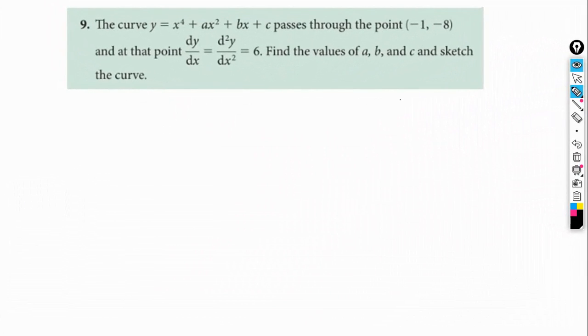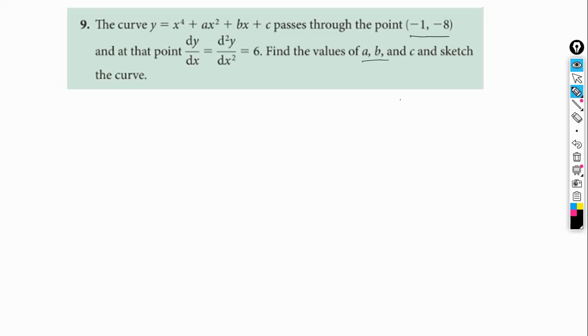Okay, so next is question number 9. And it says the curve y equals x to the 4 plus ax squared plus bx plus c passes through the point -1, -8. And at that point, the first derivative equals the second derivative, and they both equal 6. Find the values of a, b, and c and sketch the curve. Okay, so I'll find a, b, and c, and then you guys can sketch the curve using the graphing calculator.